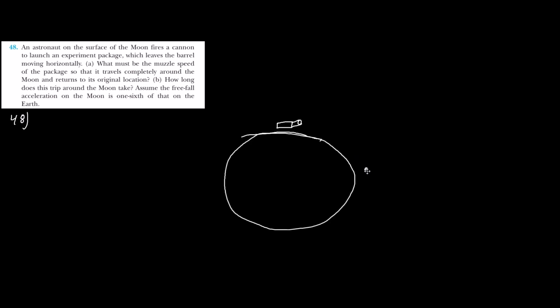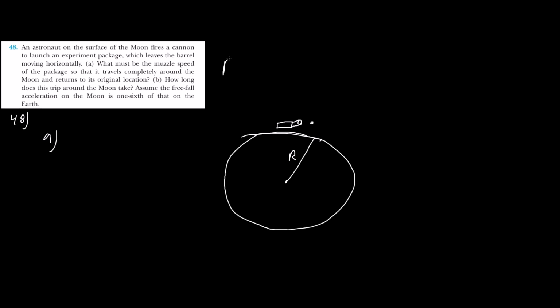So you have a cannon that's going to fire and it's going to go around the moon. And it's going to return at that point. So the question for part A is, what must the muzzle speed of the package be so that it travels completely around the moon? Before we start, folks, let's find the radius of the moon. Let's just call that big R, the radius of the moon.